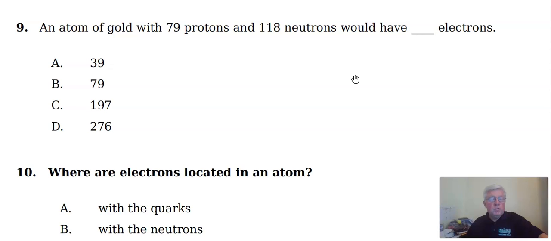An atom of gold with 79 protons, so I'm thinking for myself, 79 protons, that's its atomic number, 79, and 118 neutrons would have how many electrons? Well, you see, this 118 neutrons, they're just throwing you off. They're just trying to see if you really understand that the number of protons equals the number of electrons. So an atom of gold with 79 protons would have 79 electrons. Best answer, B.